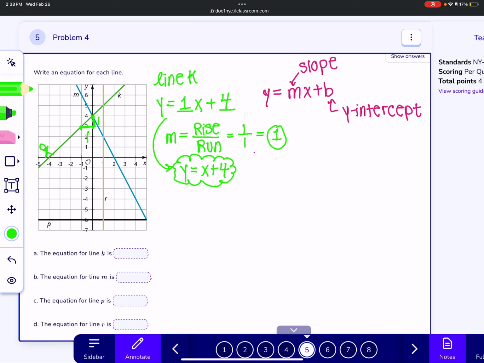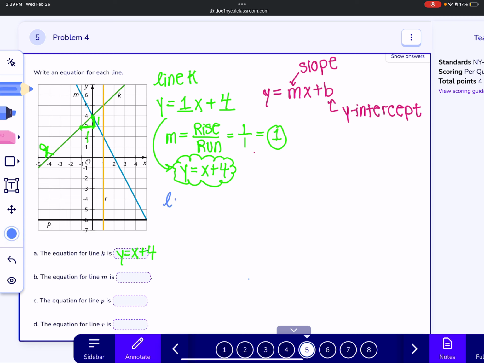All right, so we're done with line K. The equation for line K is y is equal to x plus 4. You would also get it correct if you added that 1 in front of the x. Now we are ready to move on to line M.